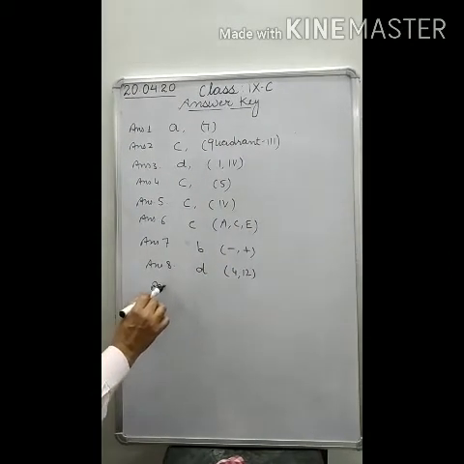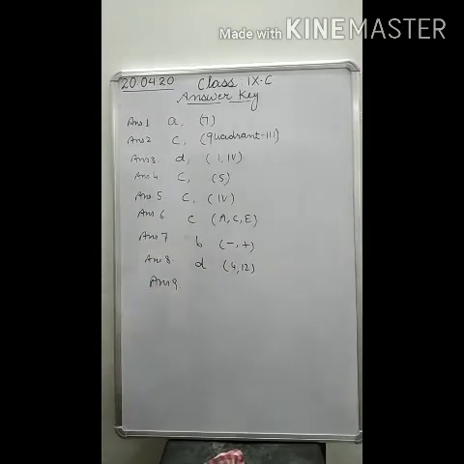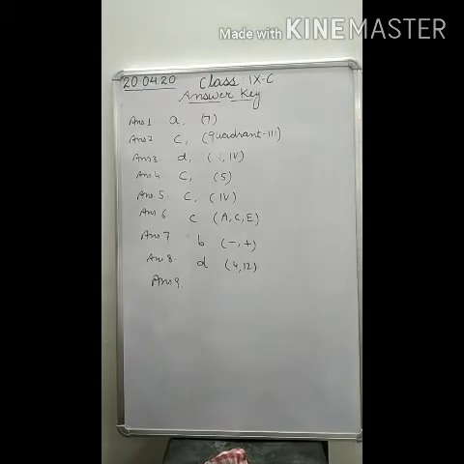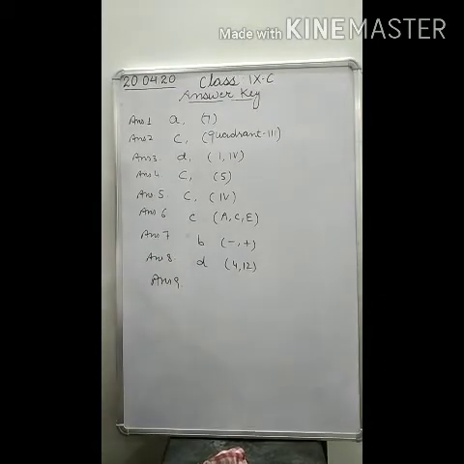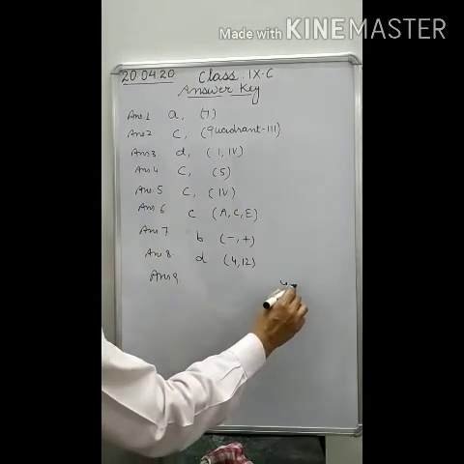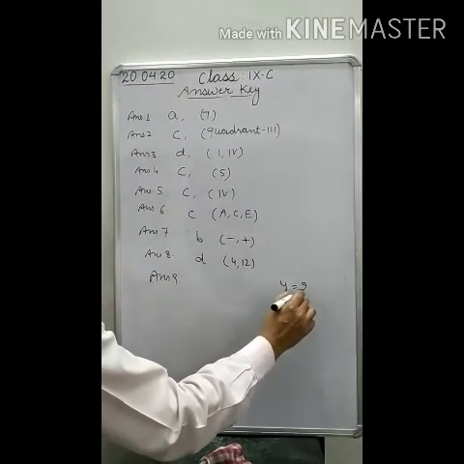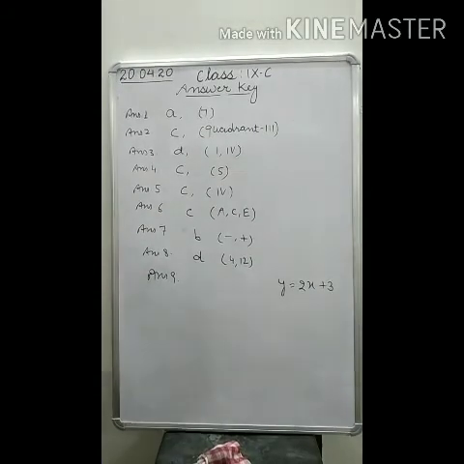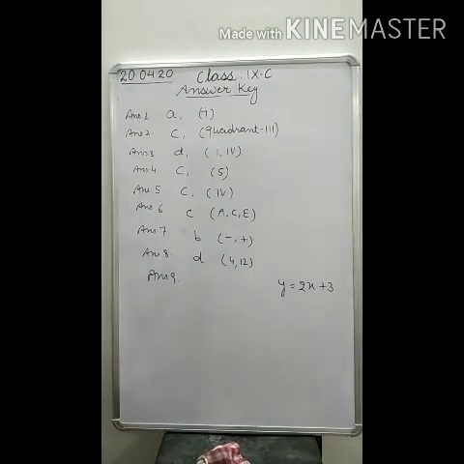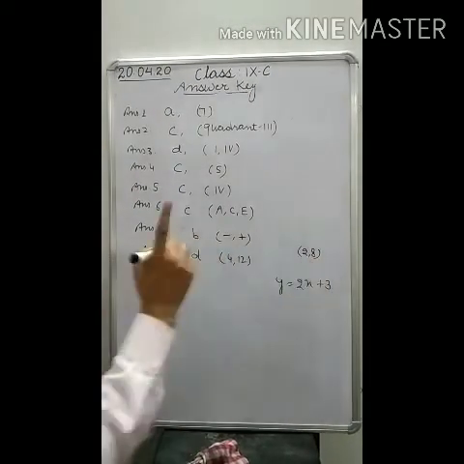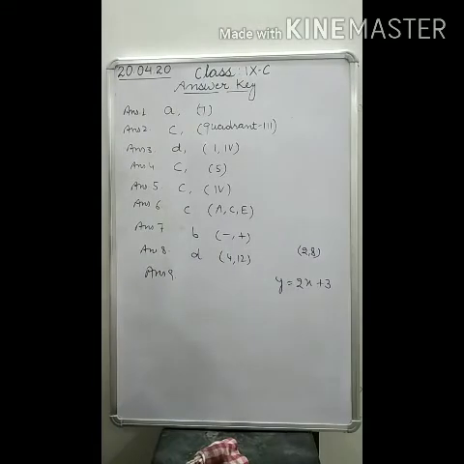Now come to the next, answer of question number 9. Student, in this question you are given: which of the following points lie on the line y equals 2x plus 3? This line you have been given, and the first point is 2, 8. One by one you have to check them. You have to check whether this point will lie on this line or not.